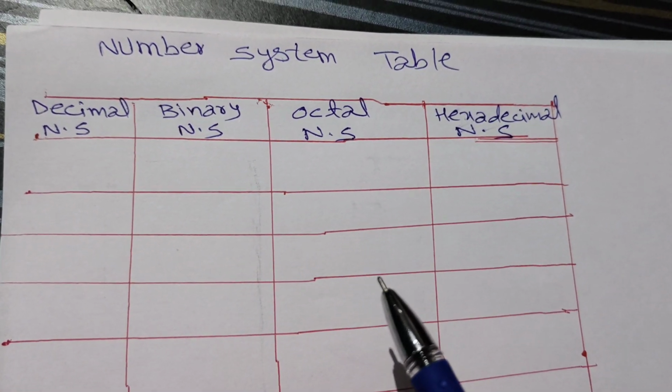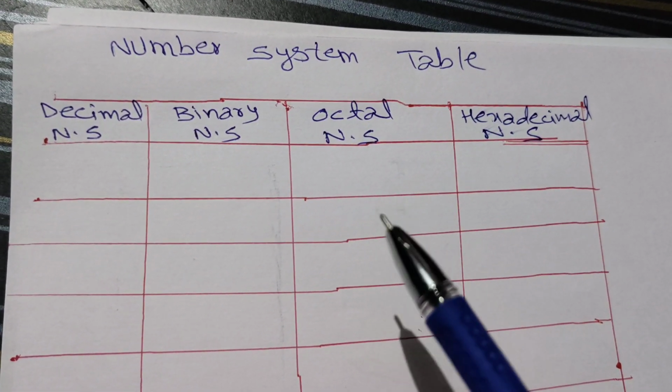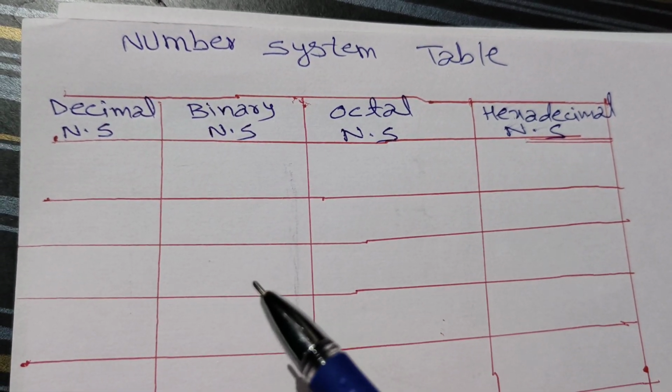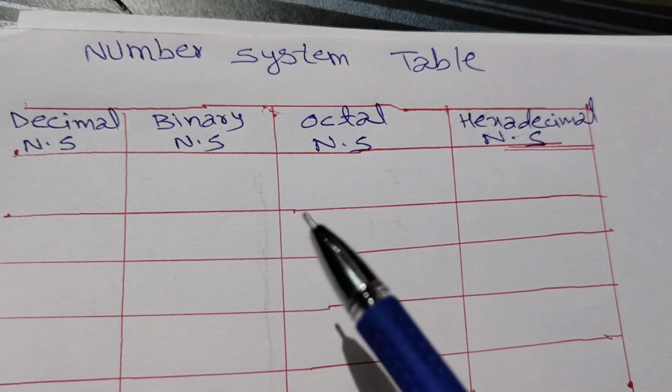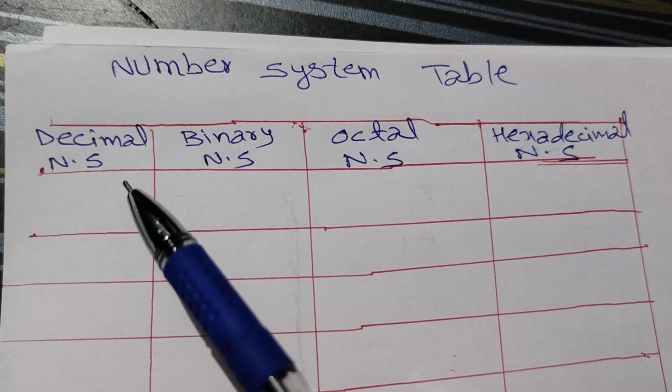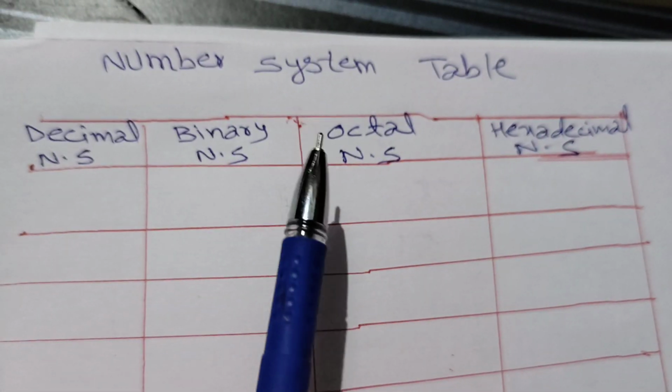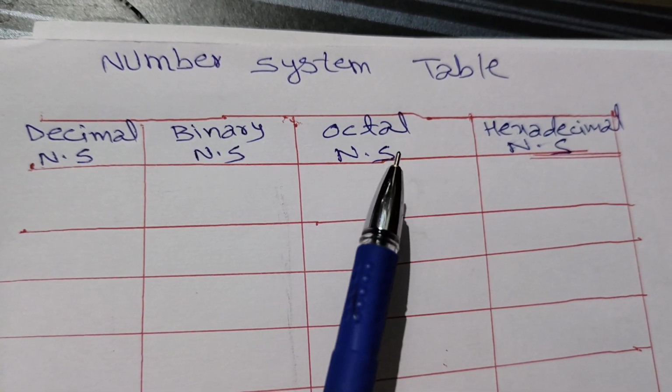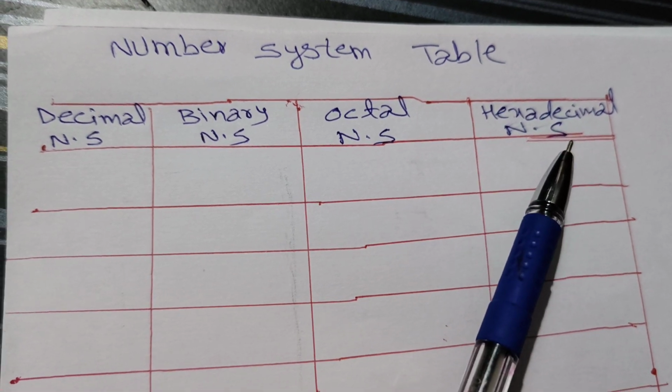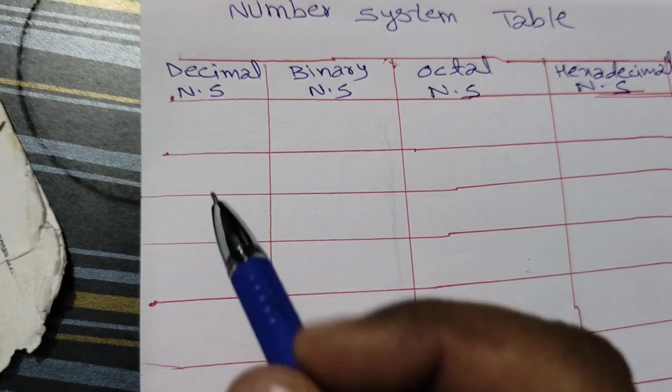In today's class, we shall construct the number system table. As we know that there are four types of number system. First one is decimal number system. Second one, binary number system, octal number system, and hexadecimal number system.